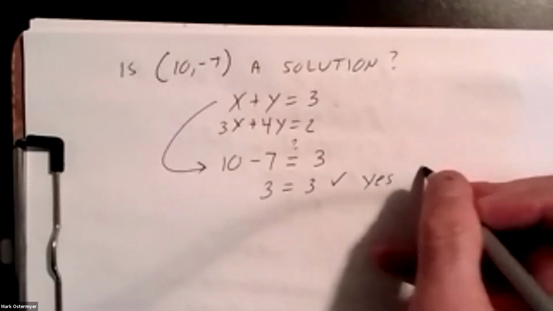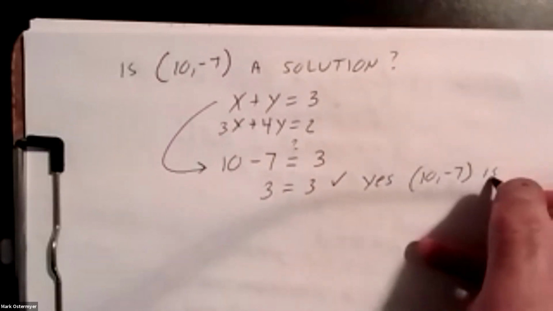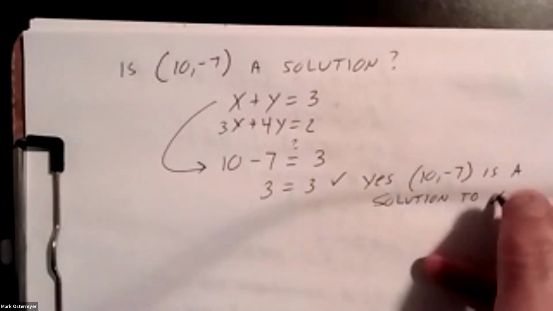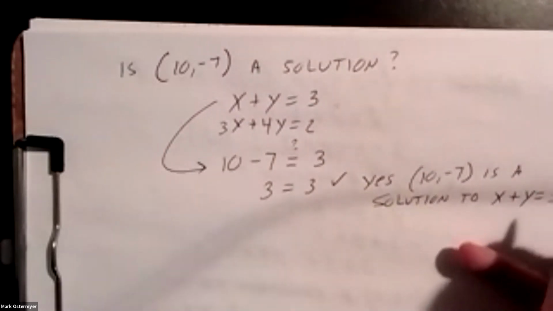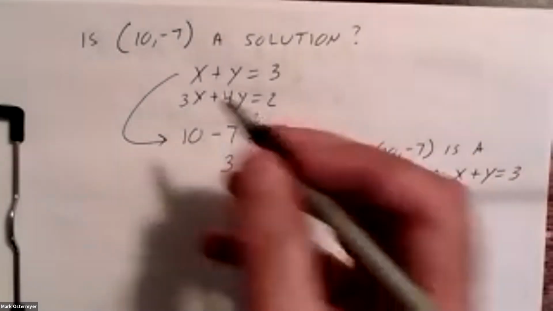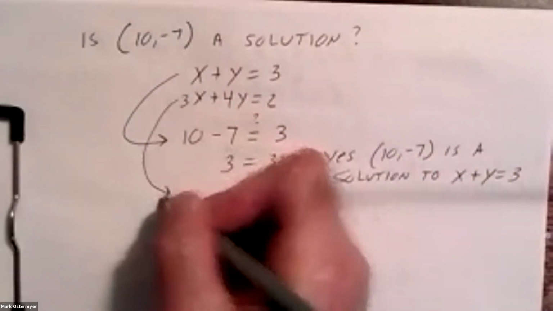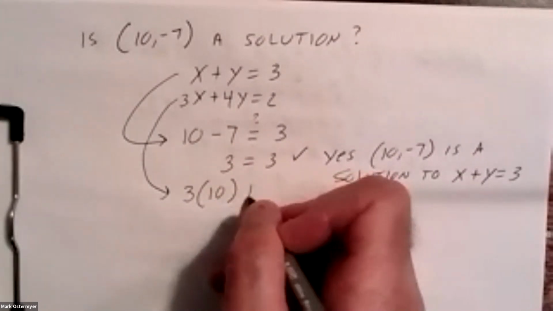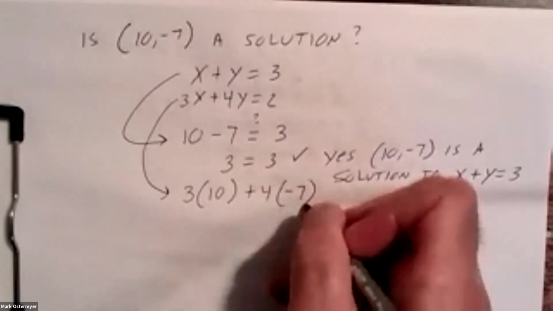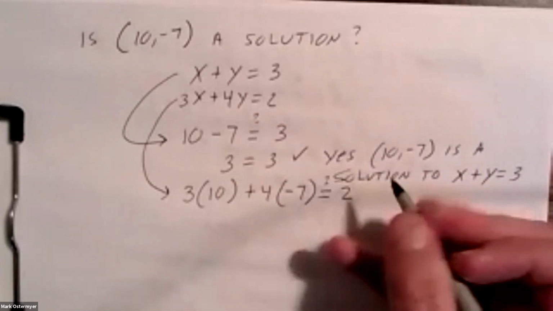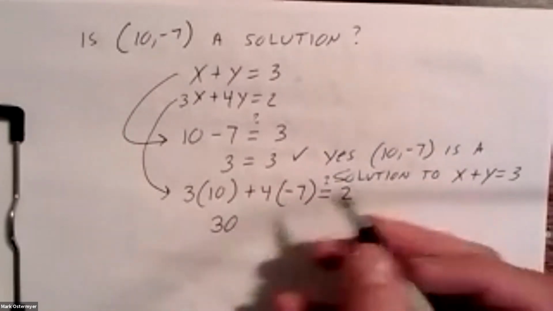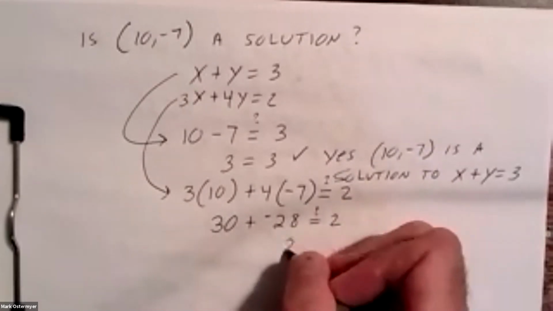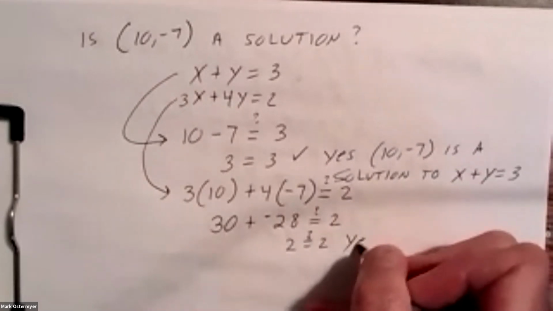The answer is yes. So (10, -7) is a solution to x plus y equals 3. Does it satisfy the second equation? Replacing x with 10, y with -7. Is the second equation satisfied? 30 plus -28. Is that equal to 2? And the answer is yes.